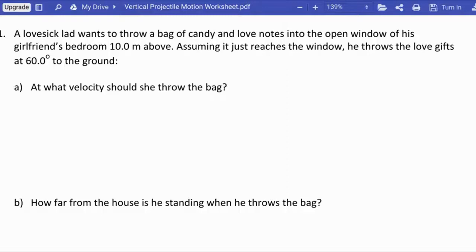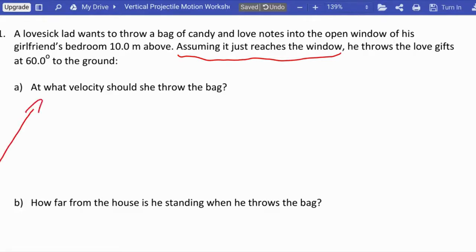It says a lovesick lad wants to throw a bag of candy and love notes into an open window of his girlfriend's bedroom 10 meters above. Assuming it just reaches the window, which would mean it just gets to the highest point in its motion, he throws the gifts at a 60-degree angle to the ground. What velocity does he need to throw them?